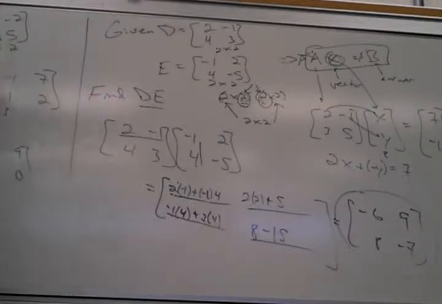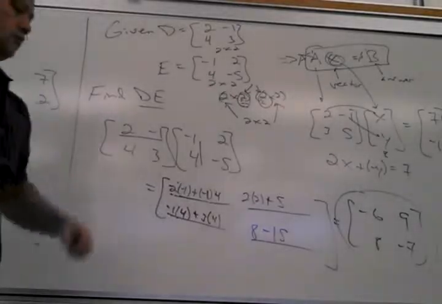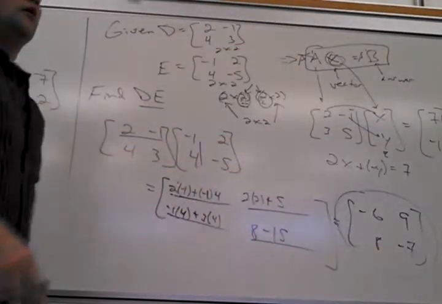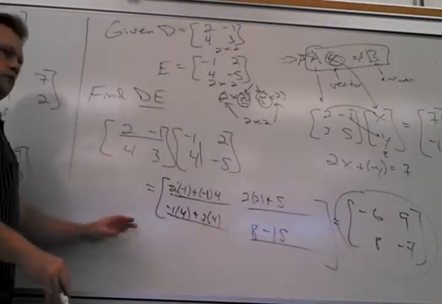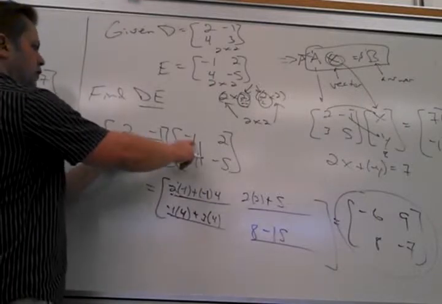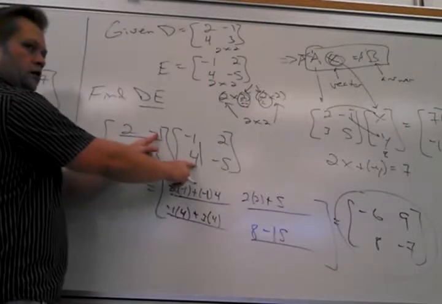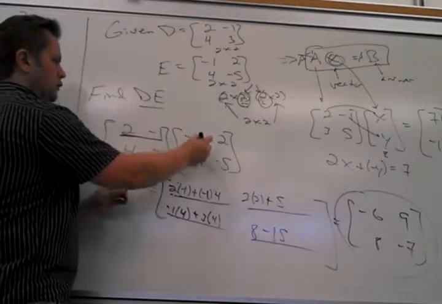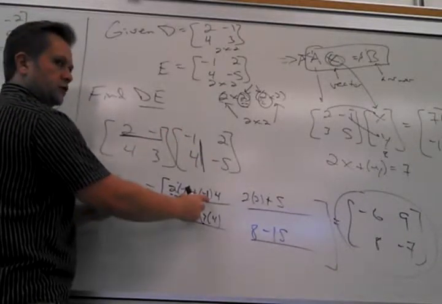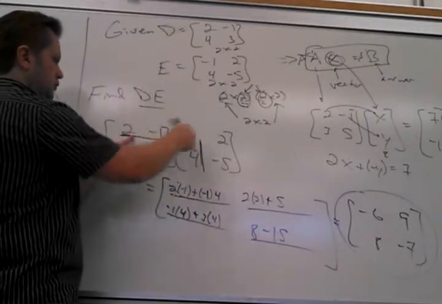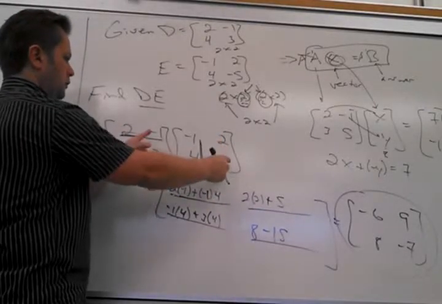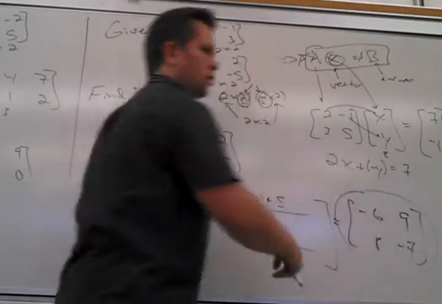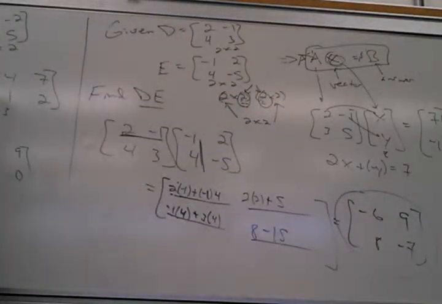I just got confused by how you did the ordering. The ordering. Slowly, one more time. So 2 times negative 1 plus negative 1 times 4 goes here. So the first row times the first column is going to go in the first row, first column. First row times second column, 4 plus 5, is going to go in the first row, second column spot.